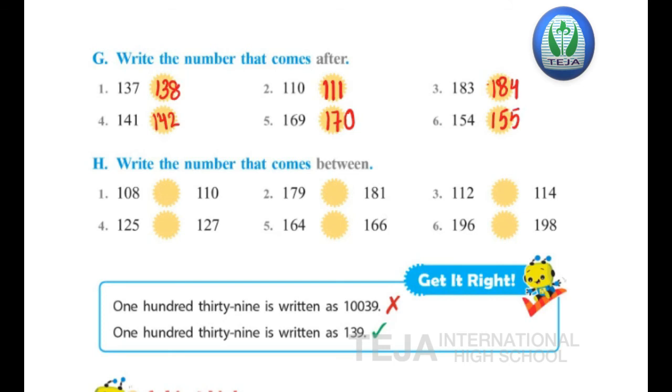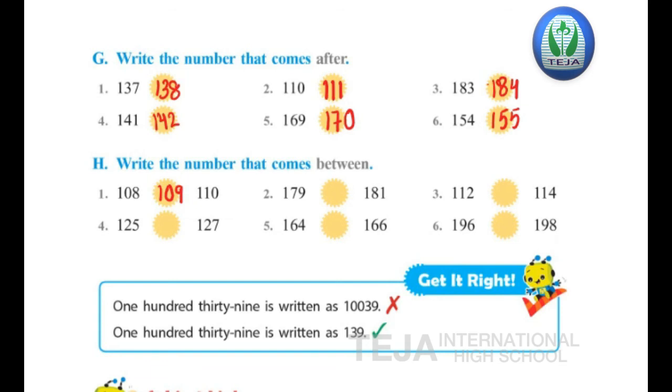Next, the last bit of this exercise, bit H. Write the number that comes between. Now we'll write the between number, children. Here 108. Next 110. What is the between number? It's 109. The number after 108 is 109, and the number before 110 is 109. So the between number of 108 and 110 is 109.